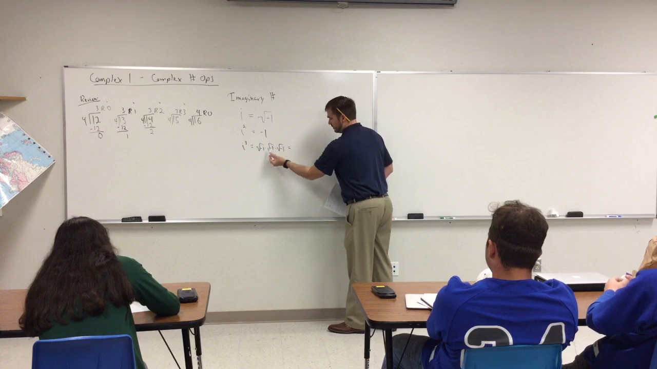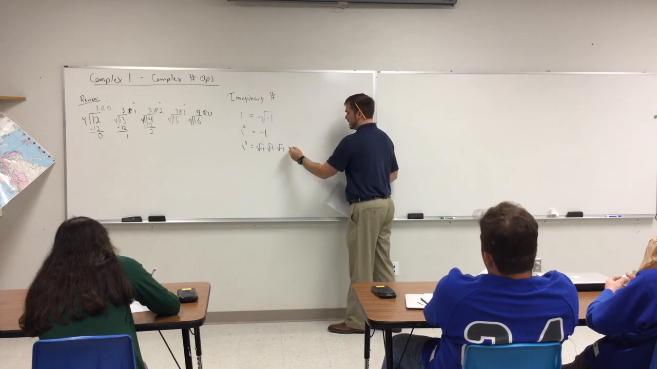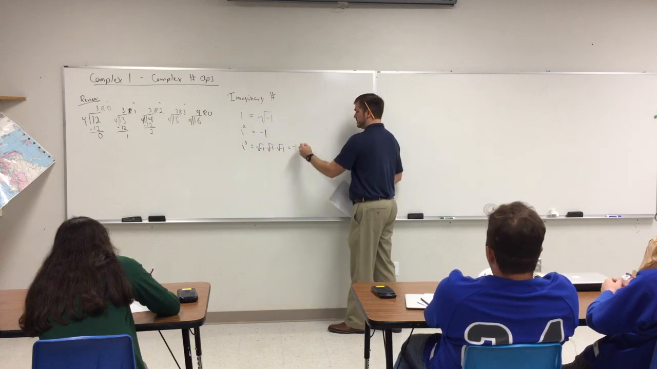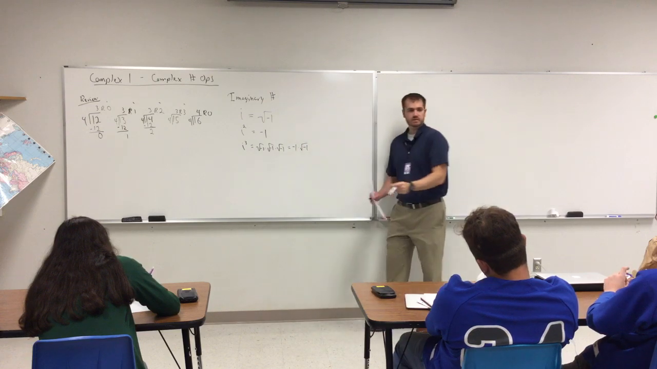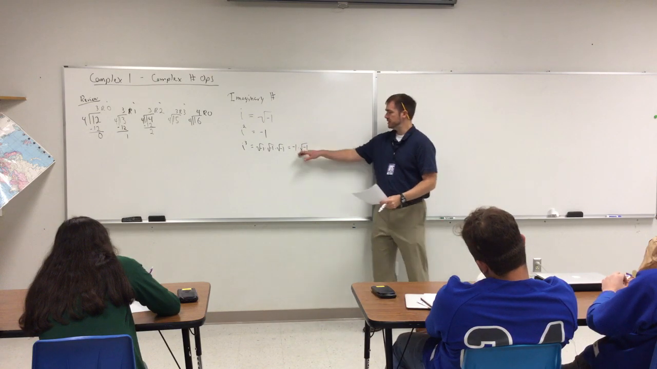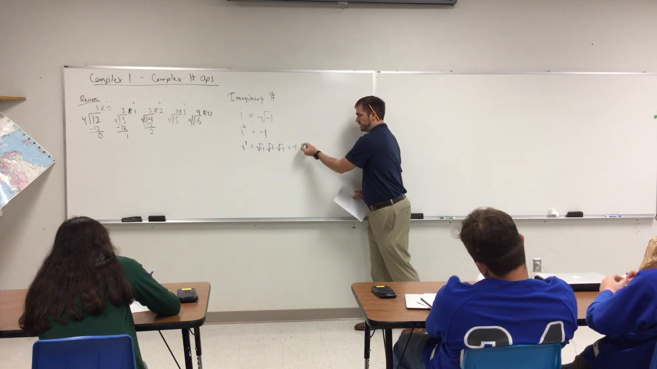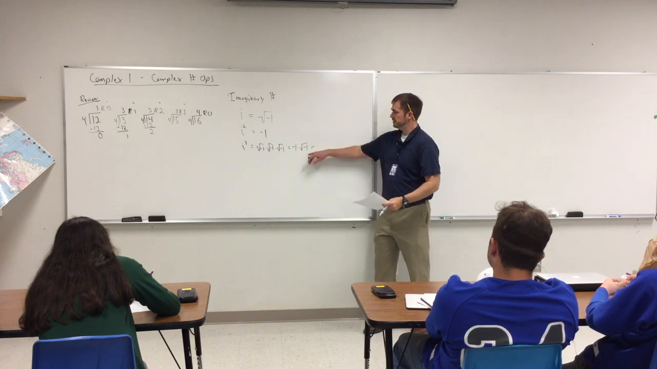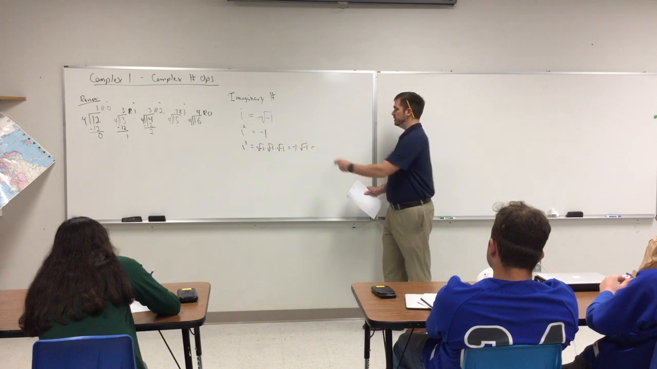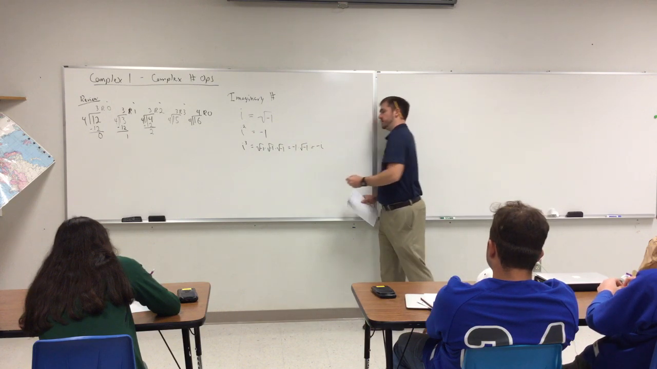This times this is negative 1, so square root of negative 1 times square root of negative 1 is negative 1. And then times the square root of negative 1. So it's negative 1 times square root of negative 1. Now, what is the square root of negative 1? It's i. So i cubed is negative i.